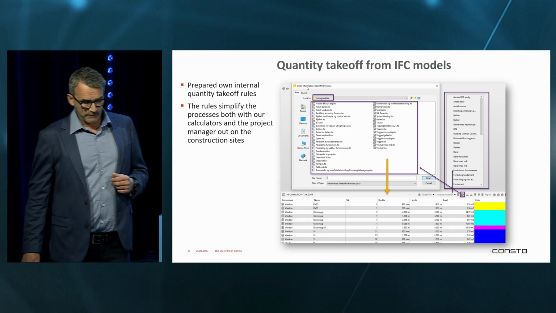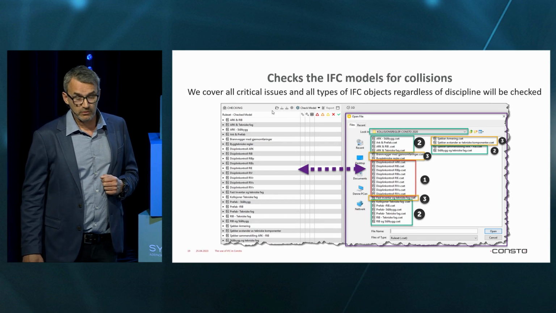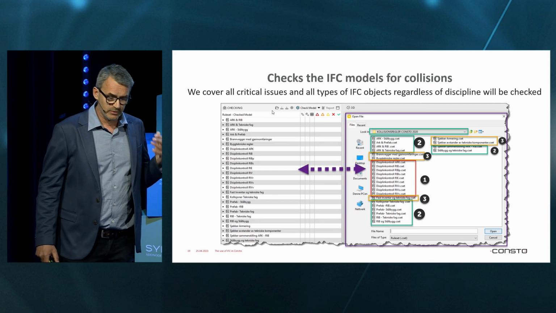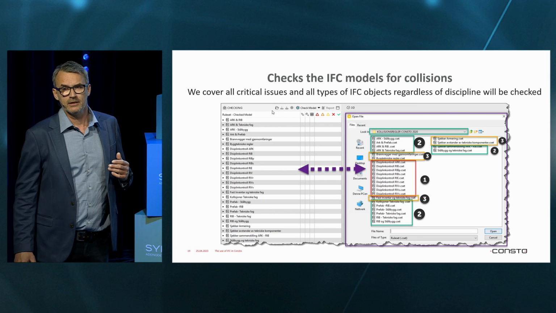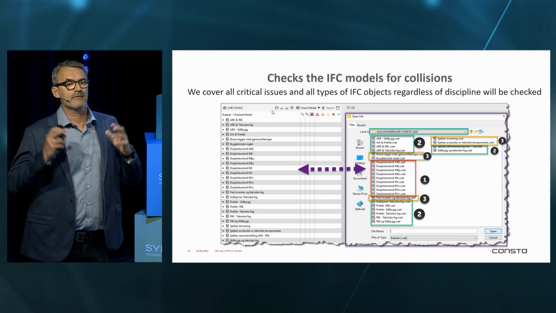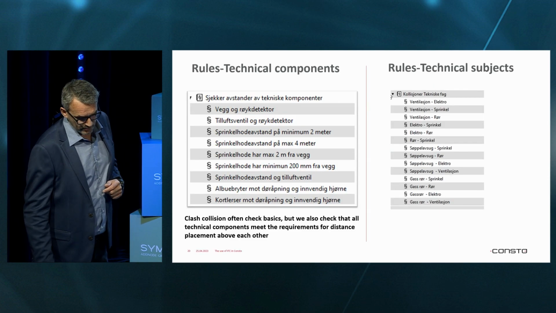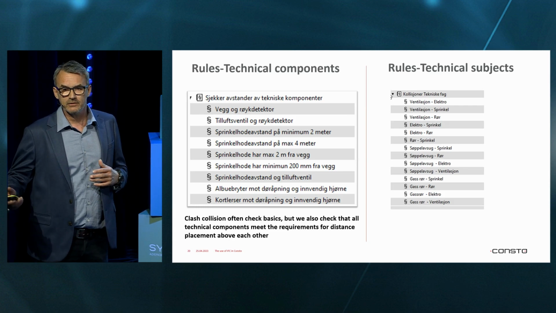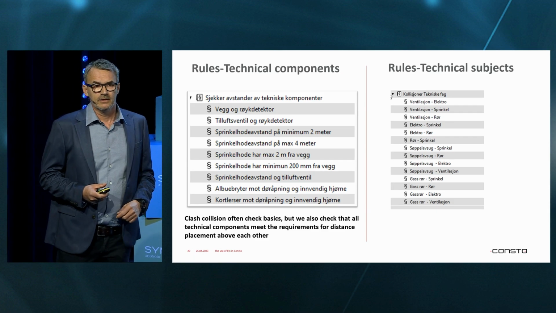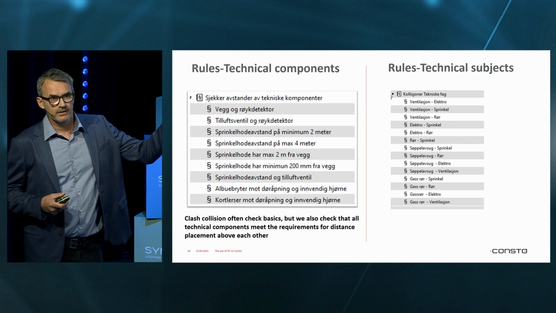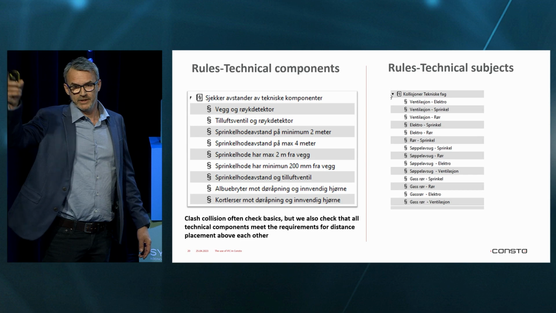We use it for quantity takeoff from IFC models. Of course, we check the models for collision. We cover all critical and all types of IFC objects, regardless of discipline, which will be checked. So we have created rules for every IFC object for all disciplines. For example, rules for technical components: we check the distance from the smoke detector to the wall, and so on. So we check everything. It's much cheaper to check it digitally than on the site when the builder is standing there and we get errors. Oh, you have to move that.